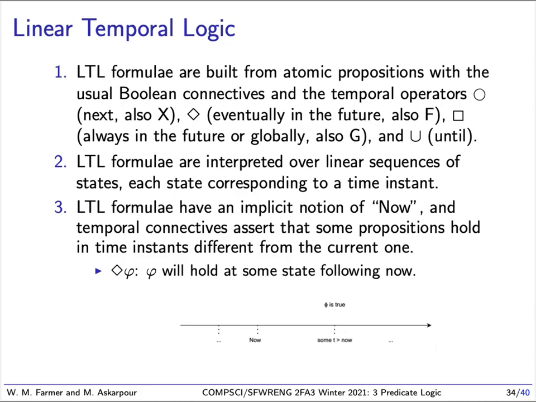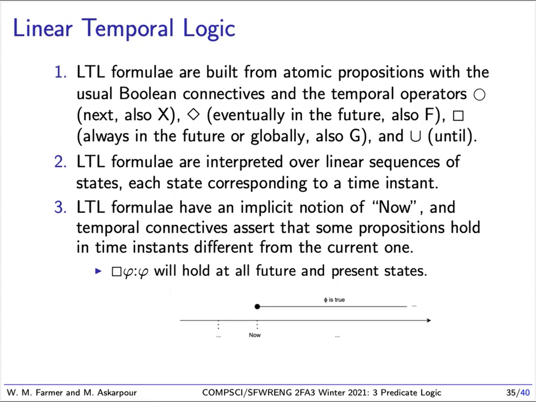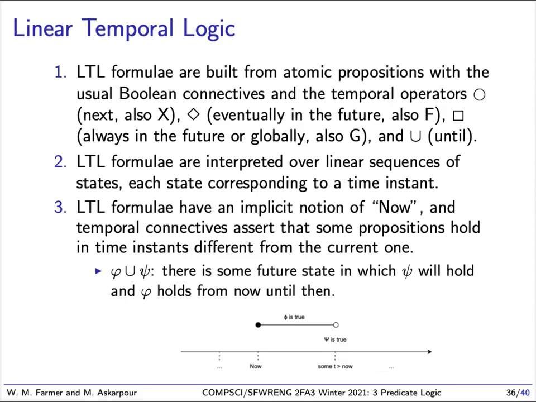Eventually phi means that at some point in the future from now, phi will be true. So now is here, and at some arbitrary point in the future, phi will be true. Always means that phi will hold from now on and always in the future. So if you're evaluating the formula here at this point, phi starts to be true from here, and it will remain true for the rest of the time. And phi until psi means that phi holds from now up to some point in the future in which psi holds.